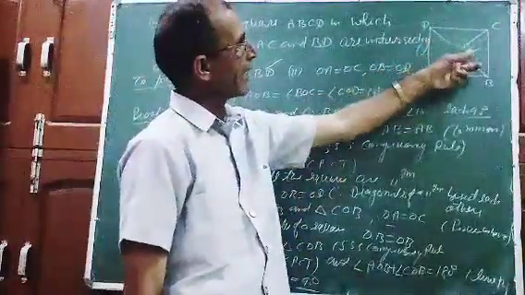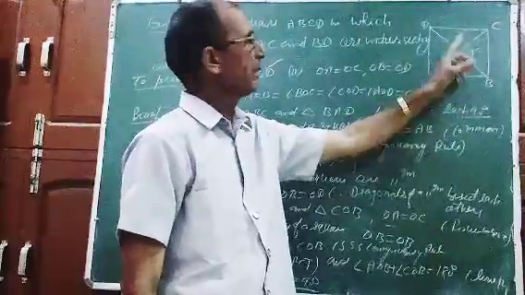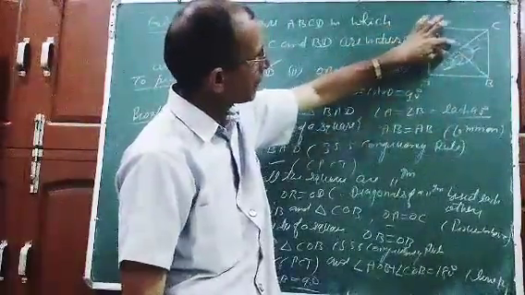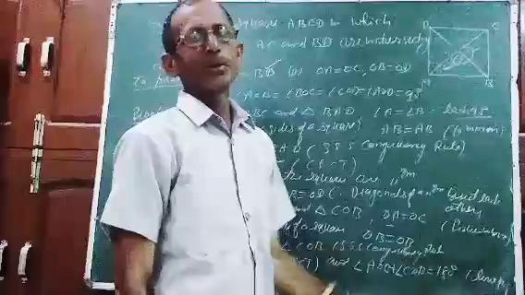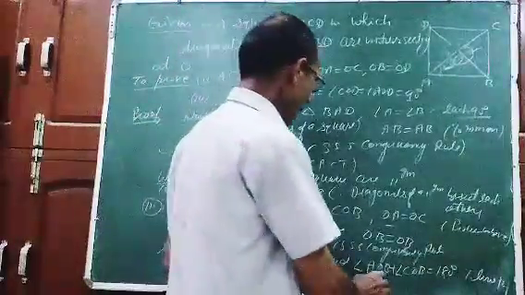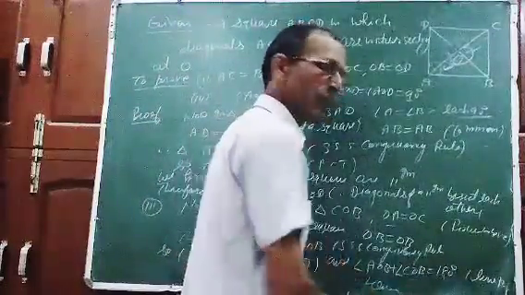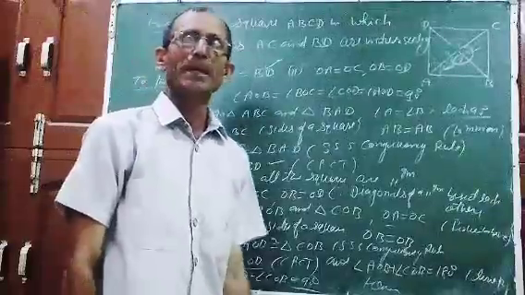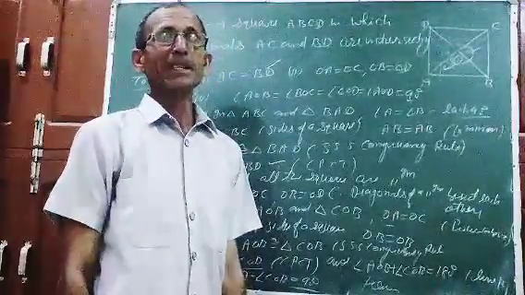Similarly, by taking this triangle we can prove this angle is equal to this one. By taking these two triangles we can prove each will be 90 degrees. So this was the proof. Hence proved. We have to prove only this one. Once again I am repeating. So what was the statement?